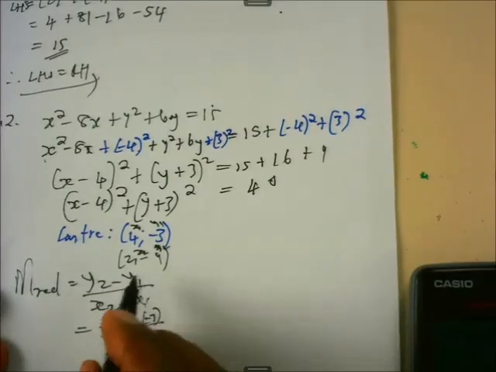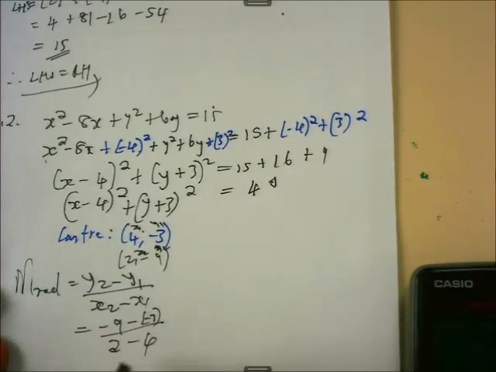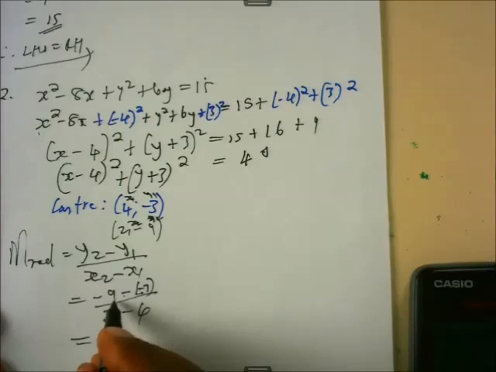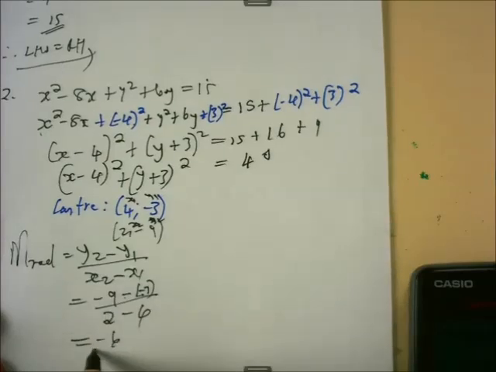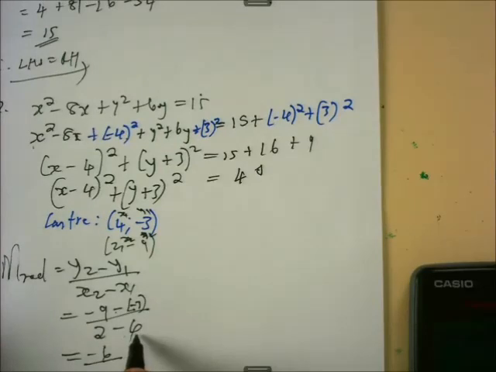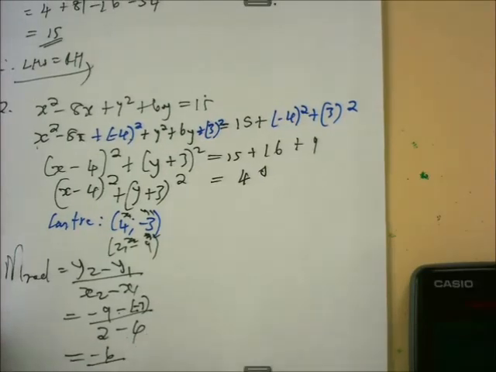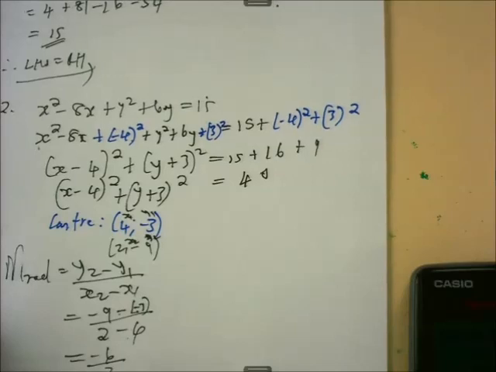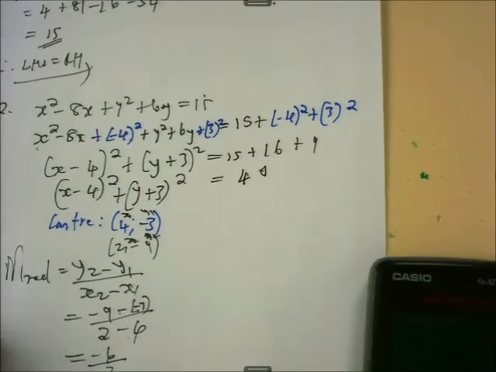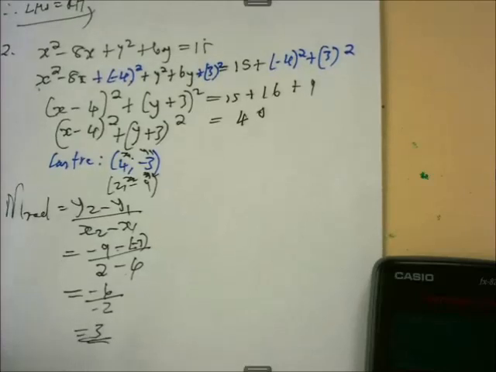Good. Then x2, that is 2 minus 4. And now the answer: negative times negative is a positive. Minus 9 plus 3 is a minus 6. Then divided by what? 2 minus 4, it's a minus 2. Then the answer there is positive 3. Right, now it means we have the gradient of the radius.